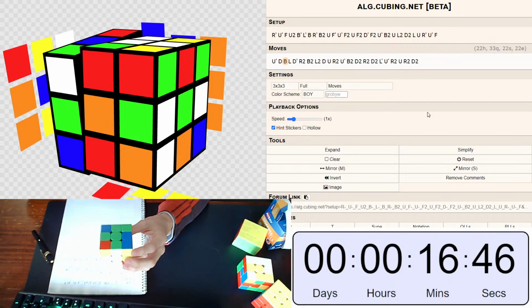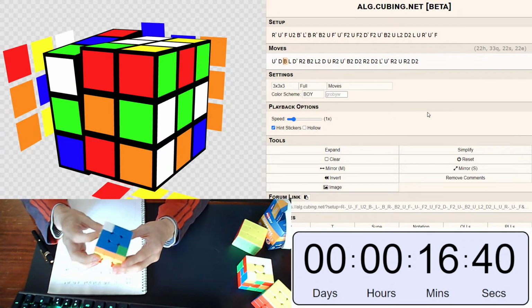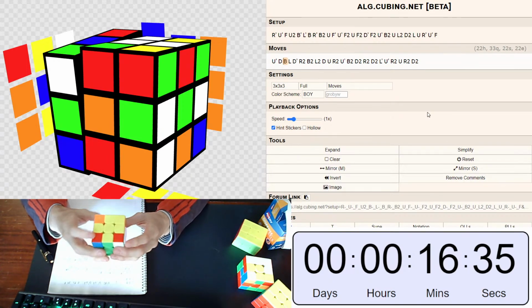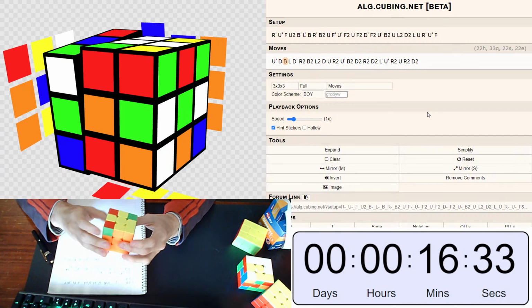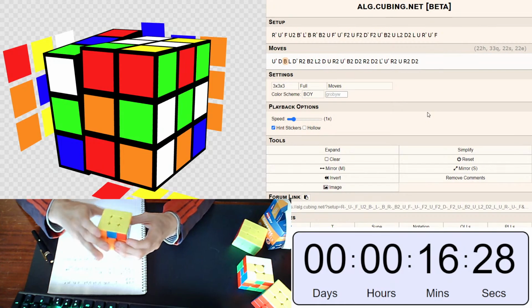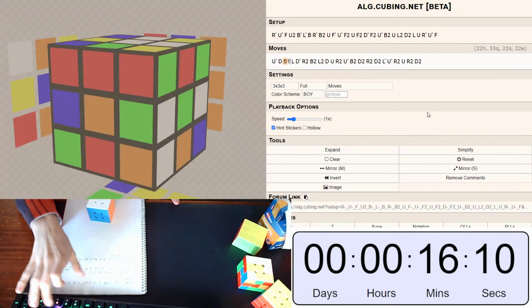L2, no. L prime, no. So B doesn't solve anything, B prime doesn't solve anything, and now I start again. Now I get a tissue. Next.